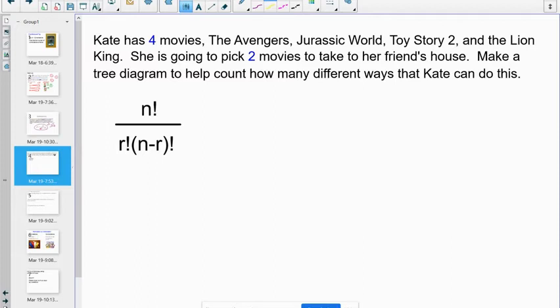Okay, so let's say Kate has 4 movies: Avengers, Jurassic World, Toy Story 2, and Lion King. She's going to pick 2 movies, so we're going to go back to what we did for our permutations and draw our 2 different spaces. So our first movie, our second movie. If there's 4 total movies, you have 4 movies to pick from for that first spot. This is going to be our permutation again. And then there's 3 for that second one, because if we already picked, let's say, Avengers, we only have 3 to choose from.